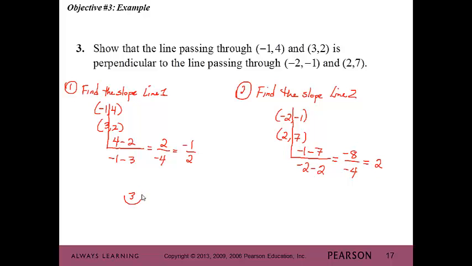And then the third thing we're going to do is multiply. So -1/2 times 2 is -1. Their product equals -1, therefore these lines are perpendicular.